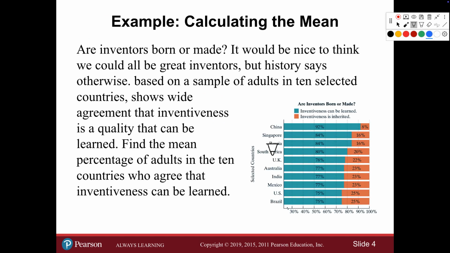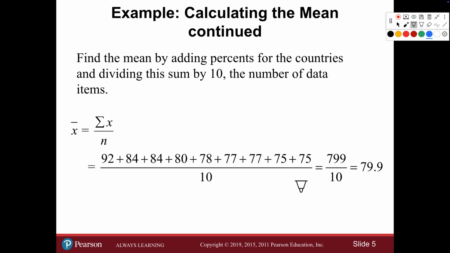So calculating the mean, we can go through again and add all the data together. And this one is a little wordier, but we'll go to the next one. So you pick out the pieces of data. There were 10 countries in there. These are percentages. We add them all together. We've got 799 divided by 10. So the average was about 80%.